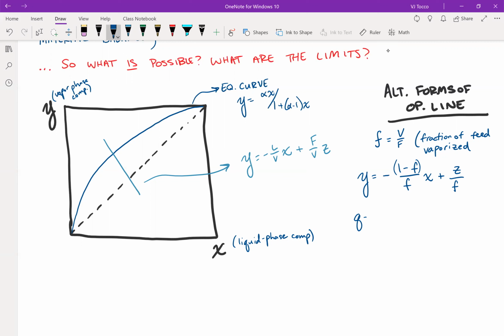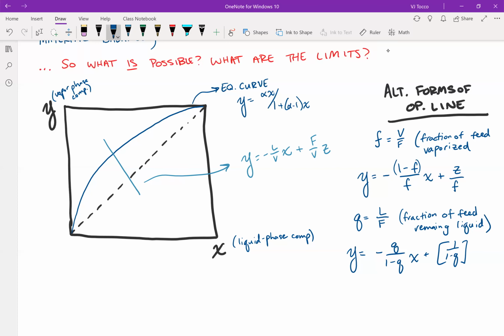Another way I could define it is with the lowercase letter q. And at the risk of being confusing, because q is going to stand for something else later, q in this case is going to stand for L over F, or fraction of feed that remains liquid. And if you use this as the form to convert, you are left with y is equal to minus q over 1 minus q times x plus brackets 1 over 1 minus q times z.